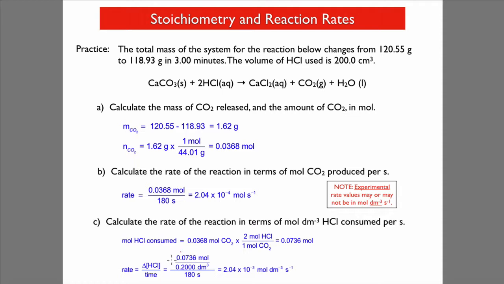So we've got the mole down here, we've got the rate of change of HCl over time. But we need to convert our moles here into moles per decimeter cubed. We've got the volume here, so it's going to be moles, 0.0736 moles, divided by our volume, converted to decimeter cubed. And then obviously we need that in per second, and so our concentration, moles per decimeter cubed there, divided by the time it took, which is 180 seconds, gives us our answer.